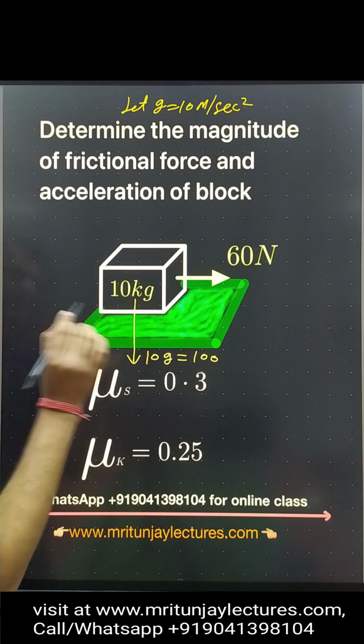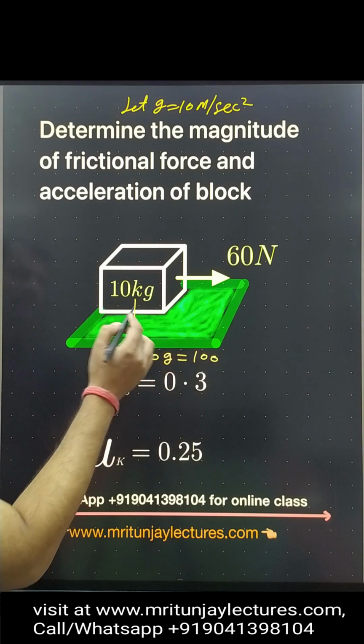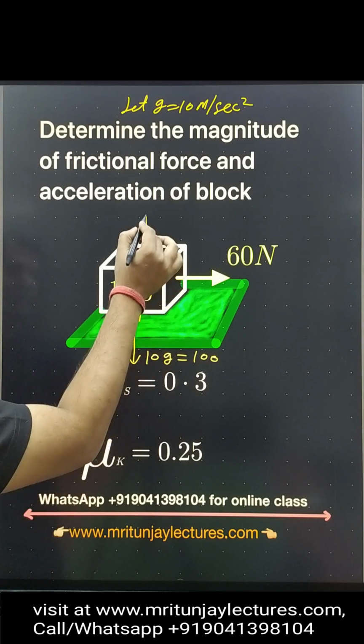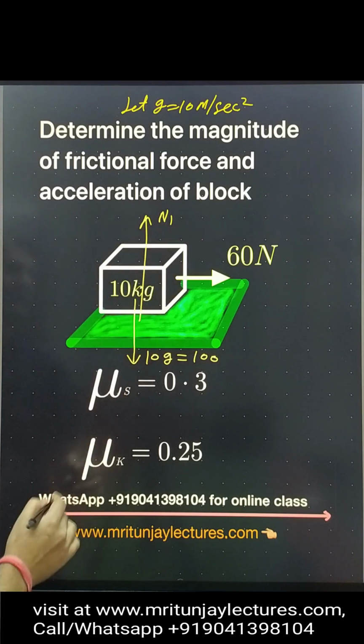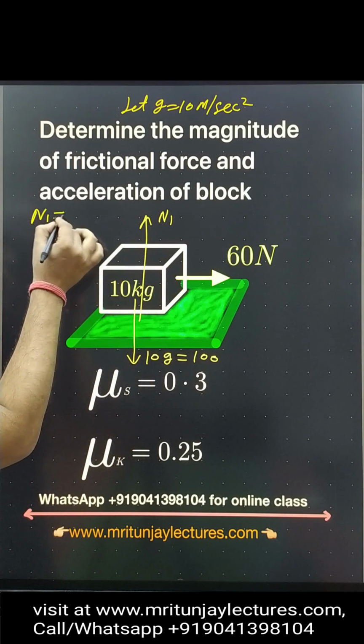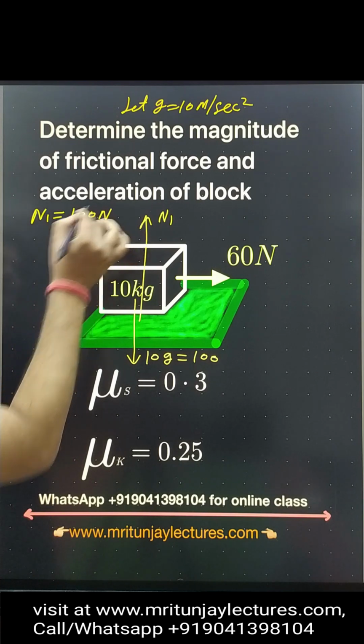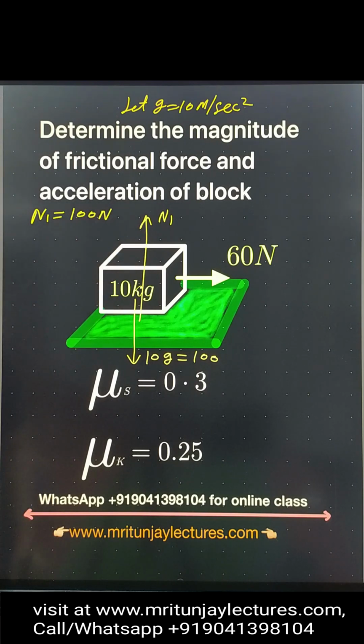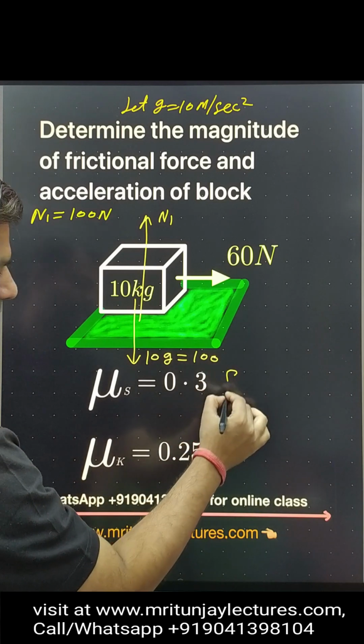Okay. Normal force applied by the plane on the block is always perpendicular to the surface. So here N1. This block is not moving in the vertical direction, so N1 is equal to how much? 100 Newton. Okay.